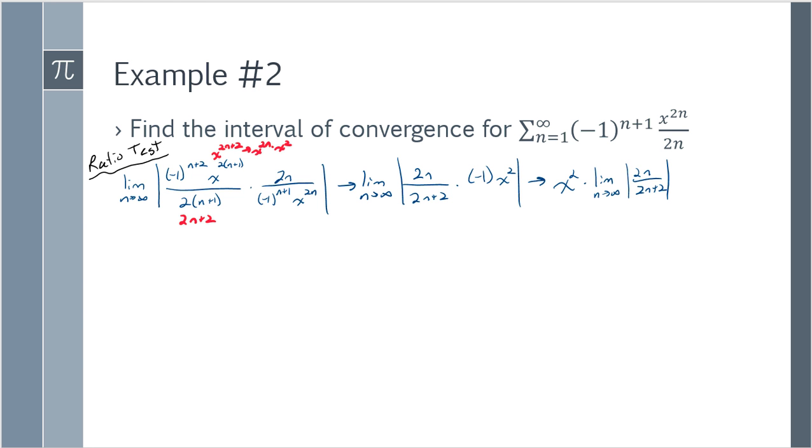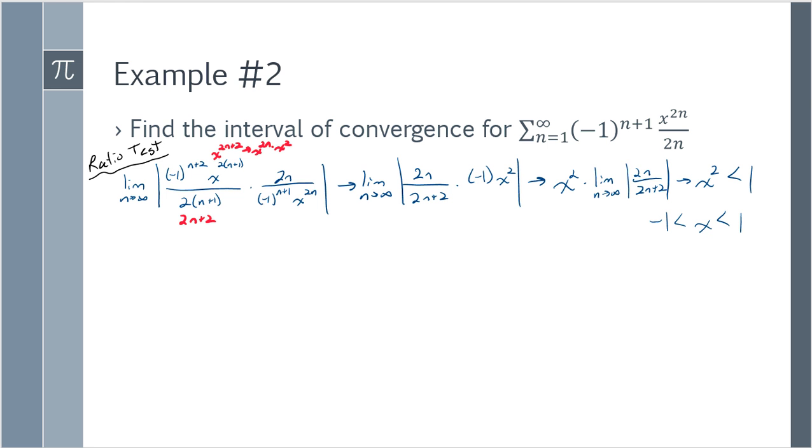I can do L'Hopital's rule because my limit has infinity on top and infinity on the bottom. We're going towards those. I'm going to do n behavior models because n is going to infinity. And I get that this is x squared, which needs to be less than 1. So that means x has to be between -1 and +1. This is my preliminary interval of convergence.